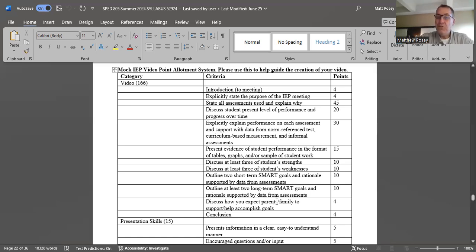Then as we begin to wrap up the mock IEP meeting, you want to make sure that you discuss how parents, family, or the guardians can help support your goals. This could be something as simple as, if you're doing reading, get them to sit down 3 to 4 nights a week for 15 to 20 minutes and read with their child. It could be something as simple as that, just something they can do at home to help support what you're proposing to do at school to help accomplish the overall goals that you have set forward.